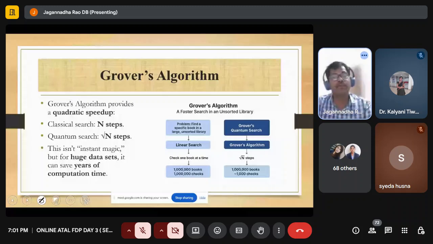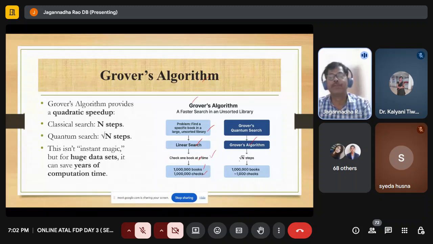So in this, what happened? The problem is to find a specific book in a large unsorted library. With linear search, you choose one book at a time and go through all the books, checking each. That is classical. Whereas with Grover's quantum search, you apply Grover's algorithm and multiple possibilities are searched at a time. The searches you need are the root of the worst case. The worst case is 10 lakh searches, and the root of 10 lakh comes to a maximum of 1000 checks. That is about the concepts.